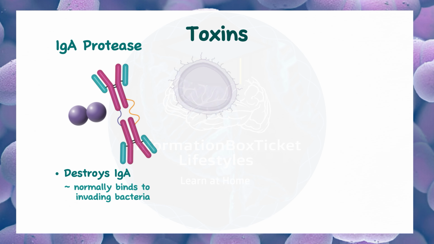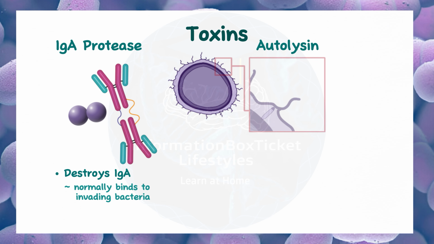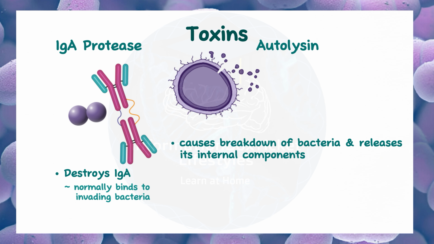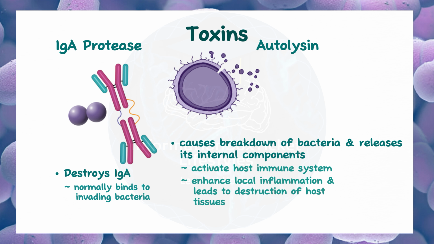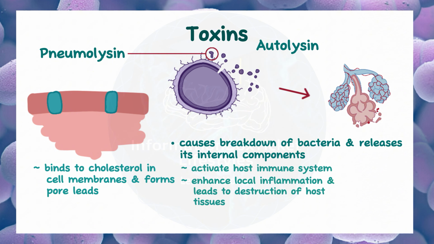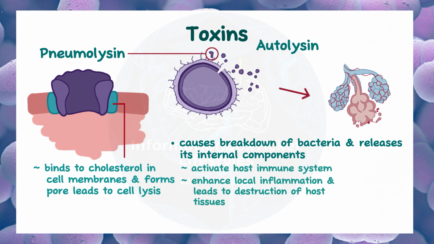Another virulence factor is autolysin. Activation of this enzyme causes the breakdown of the bacteria and the release of its internal components. These released components further activate the host immune system, thereby enhancing local inflammation and leading to the destruction of host tissues, such as alveolar capillaries and pneumocytes. One of the components released from the bacteria is pneumolysin, which is another virulence factor. Pneumolysin is a toxin that binds to cholesterol in cell membranes and forms pores, ultimately leading to cell lysis.